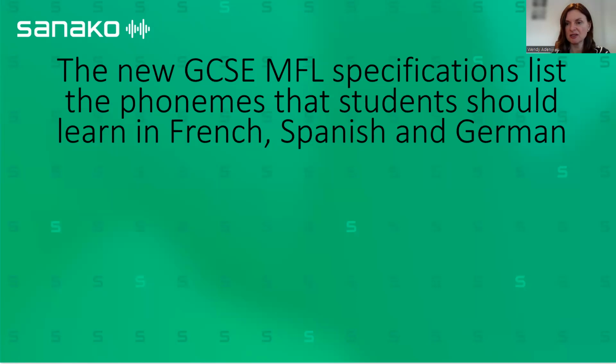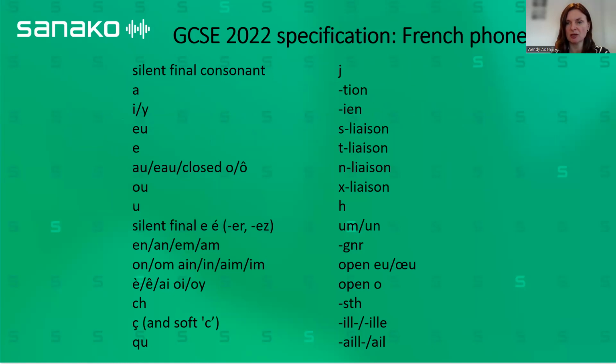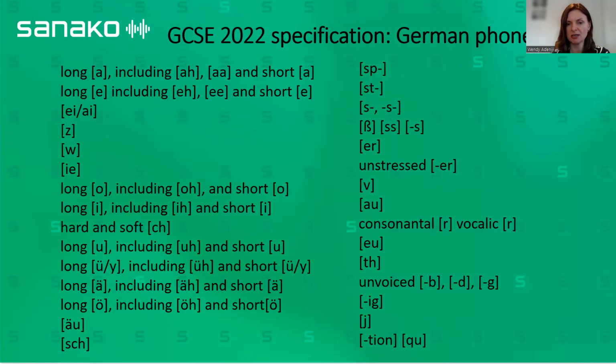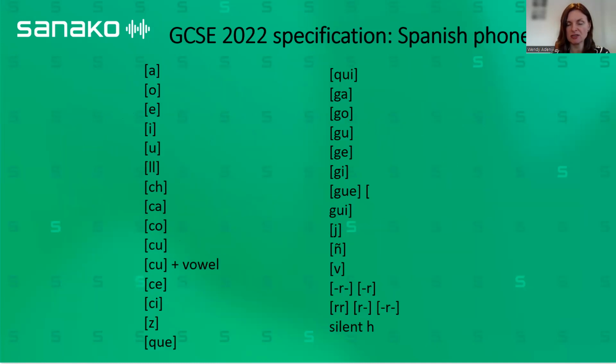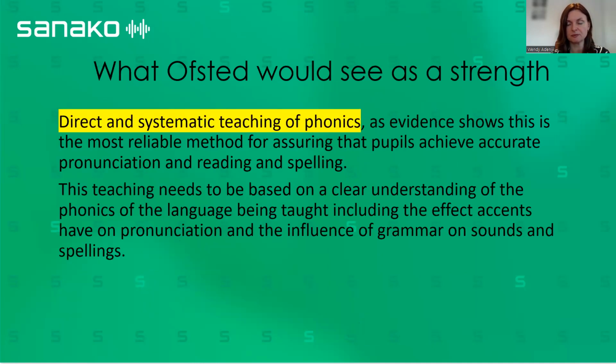And handily, the new GCSE specs actually list the phonemes that we should be teaching. You can just go and have a look at the specifications on the link that's part of the PowerPoint from this webinar. Those are the French, and we can see there's quite a long list of the silent letters with liaison, but really it's the same rule. We've got our list in German here, and then our Spanish list. So none of them should be a surprise. They're not the full list of phonemes in that language. They are the key, most difficult phonemes that students are going to come across.